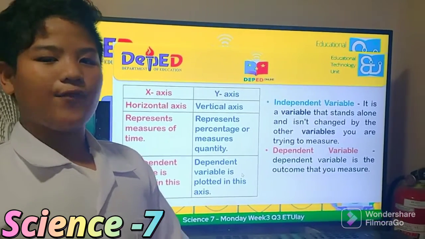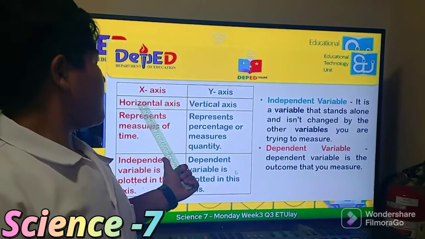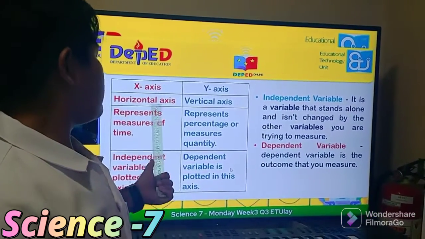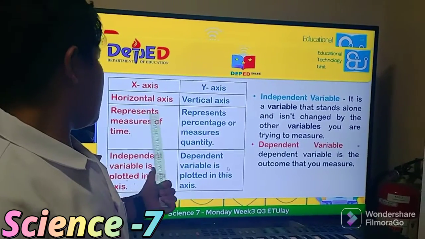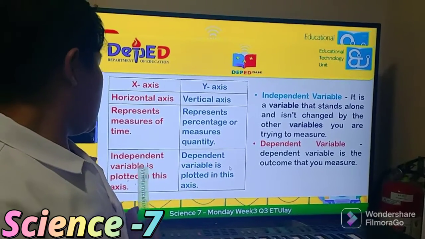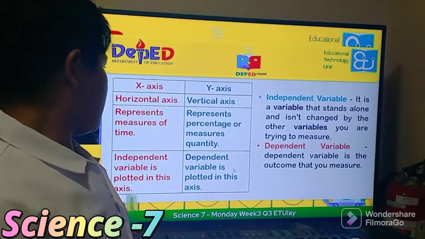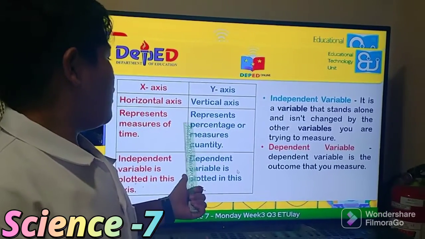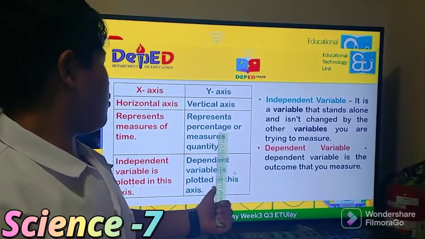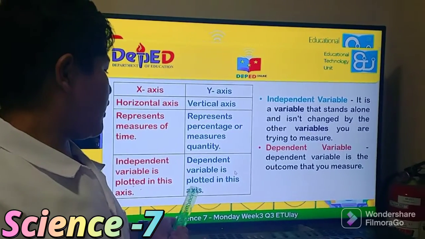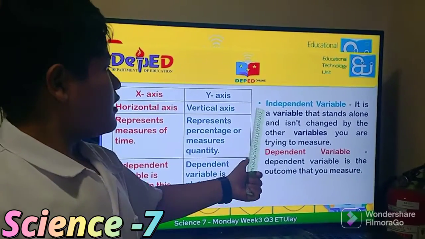Here are the differences between x-axis and y-axis. X-axis, horizontal axis, represents measure of time. Independent variable is plotted in this axis. Y-axis, vertical axis, represents percentage or measures of quantity. Dependent variable is plotted in this axis.